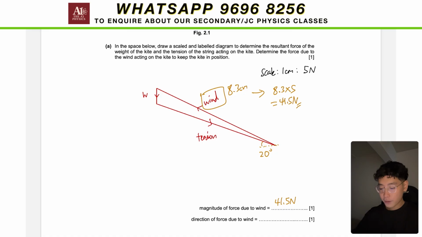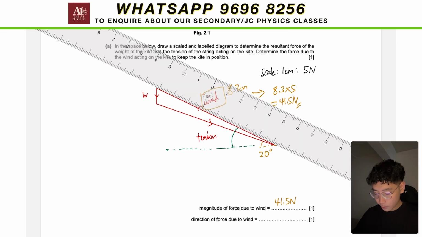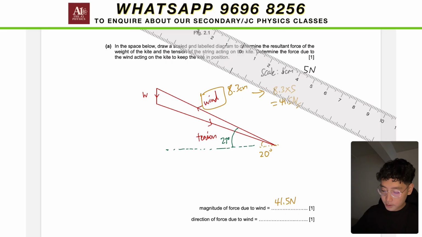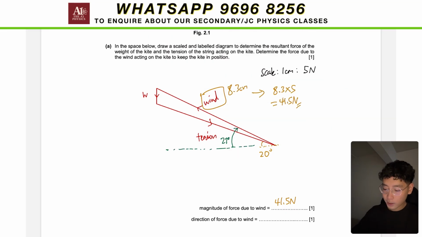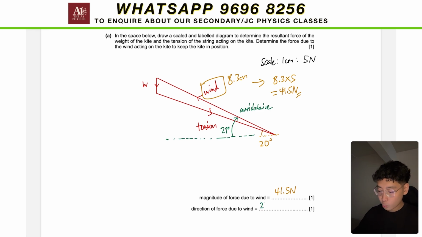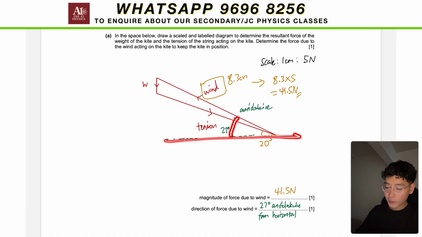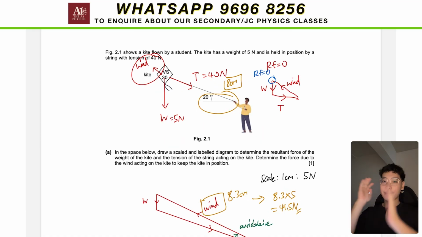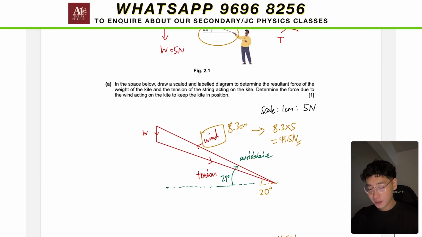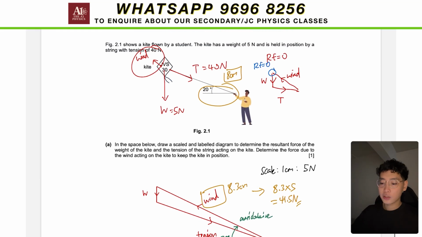As for the direction of the force due to the wind, you want to measure this angle over here, the angle from the horizontal like this, right? So this angle is roughly 27 degrees. So I'm going to say that the direction of the force of the wind is 27 degrees anti-clockwise from the horizontal, right? Because over here is the horizontal and we are going 27 degrees anti-clockwise. Okay, so that's pretty much it for vector diagrams. Really, once you understand the logic that you're adding everything like this, the chapter becomes quite easy to solve.